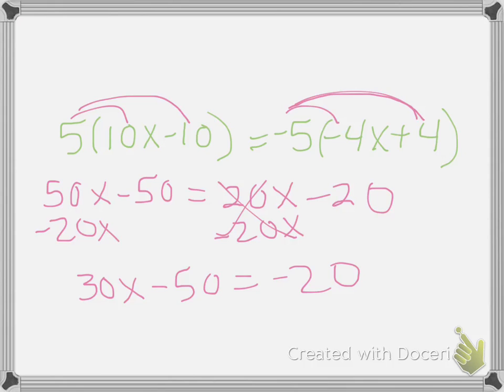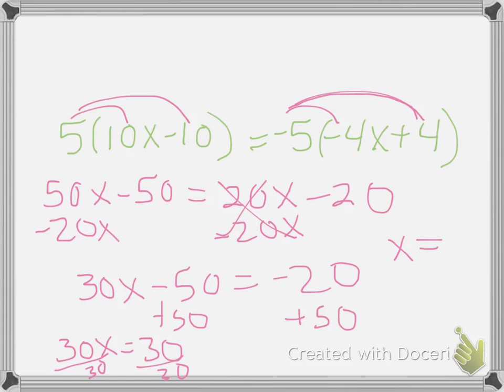Okay, now we need to get x by itself. So right now I'm subtracting this 50, so the opposite is going to be adding 50. So negative 20 plus 50, or 50 minus 20, is 30. Okay, and right now I'm multiplying 30 times x, so to get rid of it, I have to divide it. I'm going to run out of space here. So dividing both sides by 30, so that it cancels on this side. 30 divided by 30 is 1.